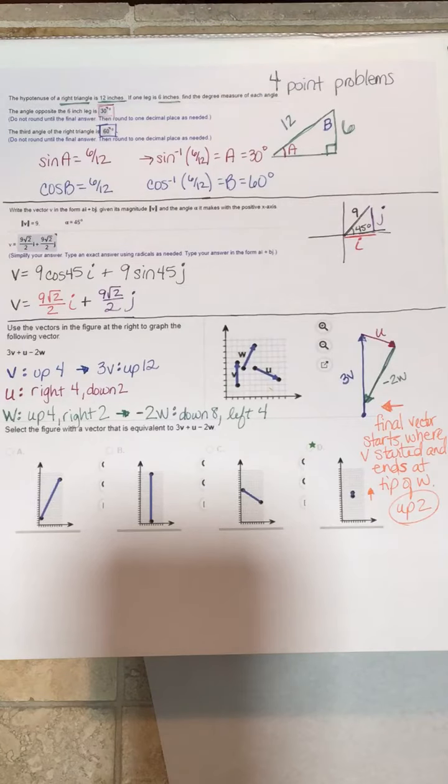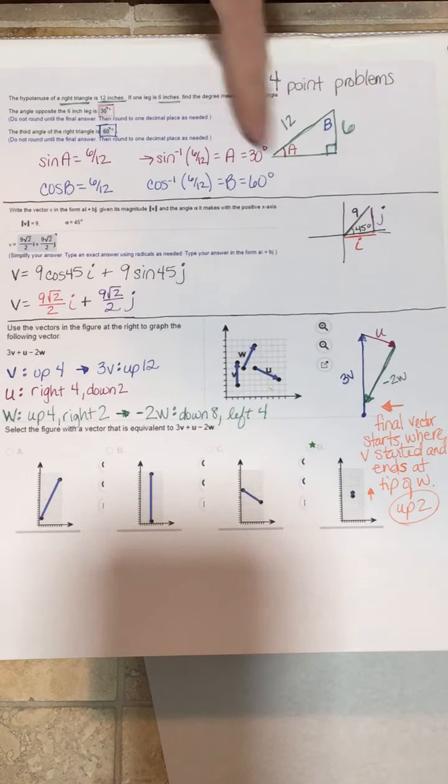Okay guys, on to the 4-point problems. The first one's just a right triangle where they ask for two angles. It says the hypotenuse of the triangle is 12 inches. If one leg is 6 inches, find the degree measure of each of the angles.